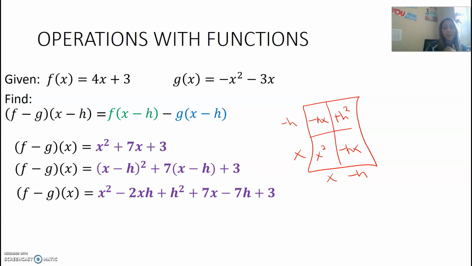It doesn't matter, but we have two of them. They're right here. These are like terms. They're exactly the same. Plus h squared plus 7x minus 7h plus 3. Notice that I don't have any like terms at all. None. So if I don't have any like terms, I'm totally done. So this trinomial, because we're multiplying by binomials, ended up being a polynomial. So we have 1, 2, 3, 4, 5, 6 terms.